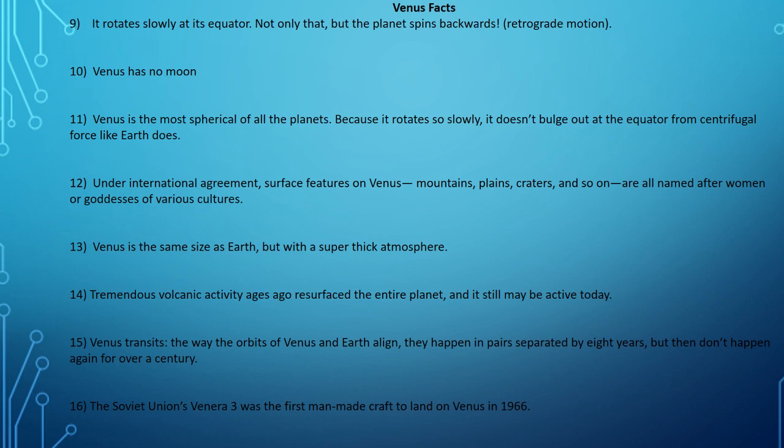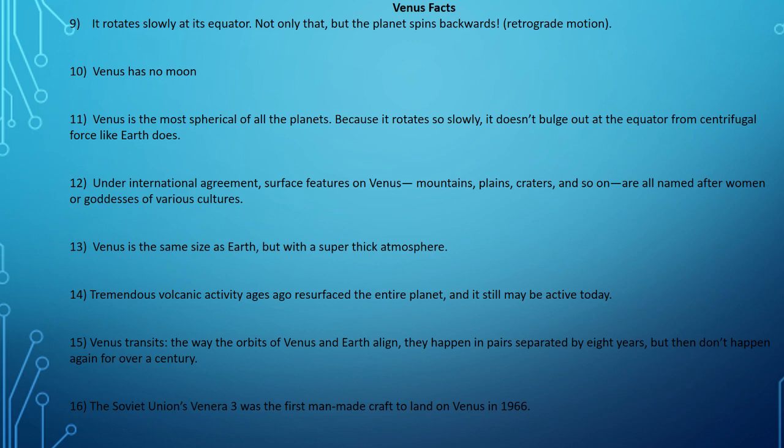Under international agreement, surface features on Venus, mountains, plains, craters, and so on, are all named after women or goddesses of various cultures. Venus is the same size as Earth, but with a super thick atmosphere. Tremendous volcanic activity ages ago resurfaced the entire planet, and it still may be active today.